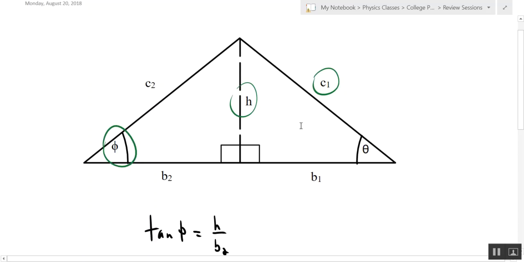So if we know the hypotenuse and the opposite side, what trig function do we use? We use sine, right? So I'm going to squeeze it in over here. The sine of theta would be exactly equal to what, according to the labels I have here? H over C. Right, H over C, or H over C1, however you want to say it. In the original sketch it's C, but here it's C1.